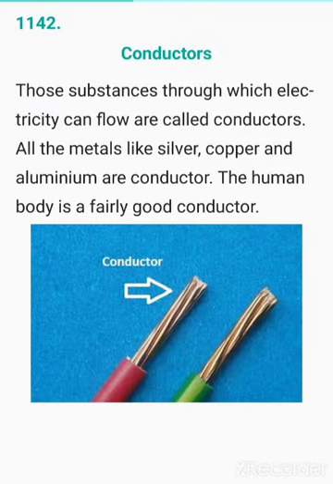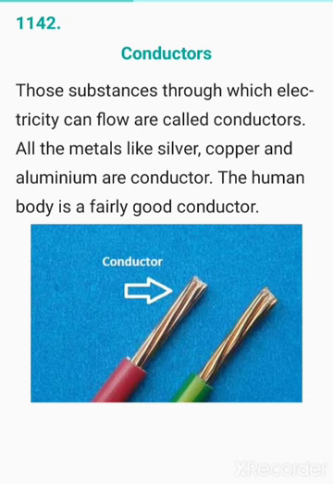Now, conductors and insulators, obviously both are very important terms. So what are conductors? Conductors are those substances through which electricity can easily flow, or we can say those substances through which electricity can flow are called conductors. These are those devices which always allow electric current to pass through them easily. Some examples of conductors are silver, copper, aluminium, gold, and so many. The human body is also a good conductor.